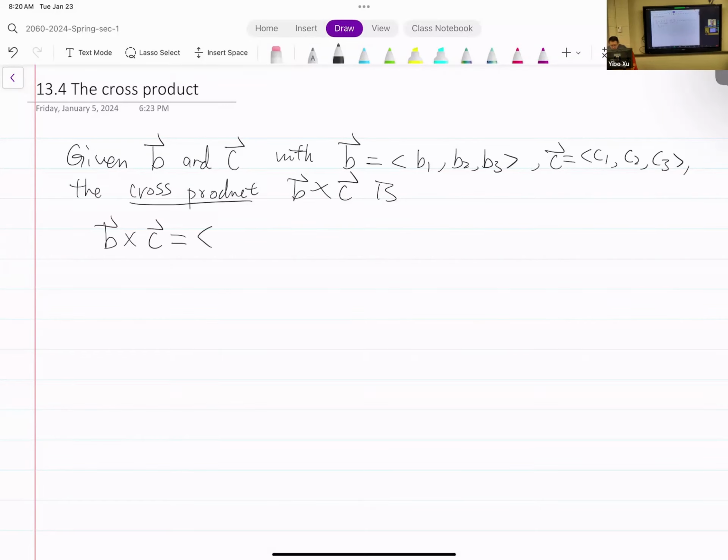So let me first write down the component-wise description in angle brackets. It's B2 C3 minus B3 C2. That's the first component of your cross product vector. Okay? And then the second component is B3 C1 minus B1 C3. And now you see a kind of pattern. So the third component is B1 C2 minus B2 C1.